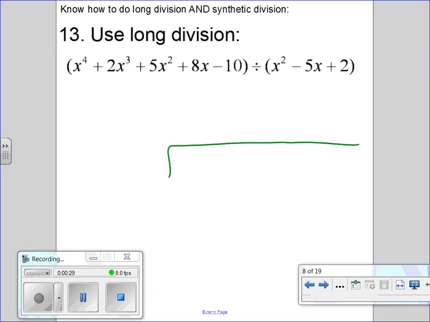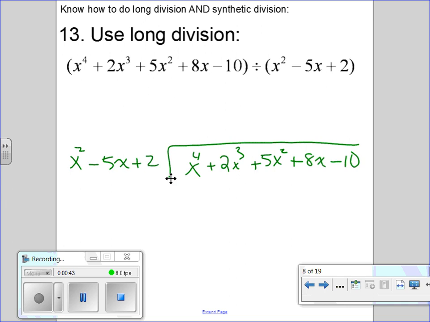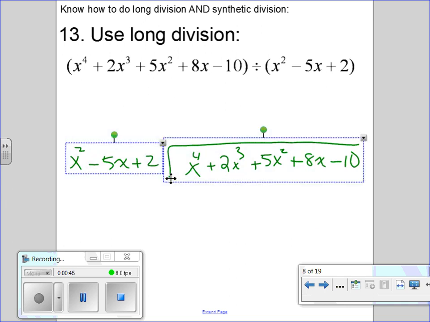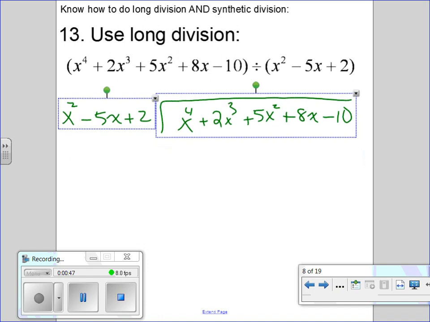All right, let's set up our long division. x to the fourth, positive 2x to the third, positive 5x squared, positive 8x, negative 10. And then our divisor, x squared minus 5x plus 2. All right, I'll give you a second to get it all set up. I'm going to move it up a little bit. I feel like I was wasting some valuable space down there.